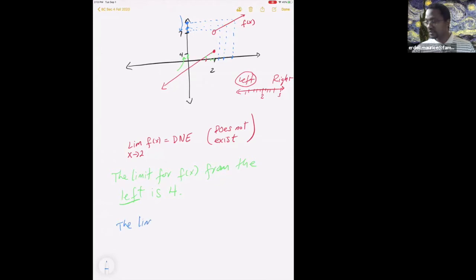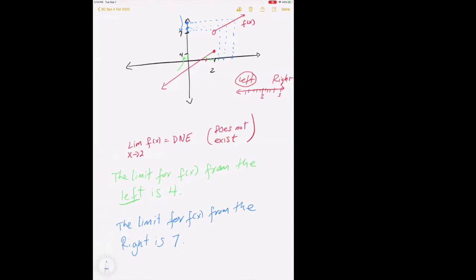The limit for f of x from the right is 7. Any questions there? No. Are you going to do another example like this one? Yes.